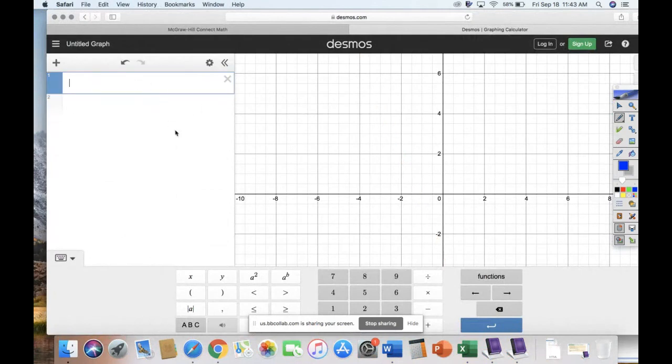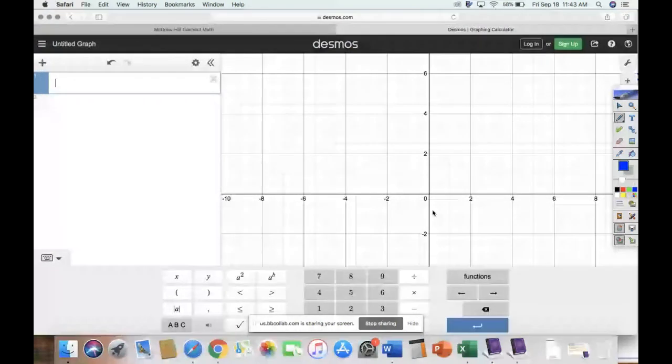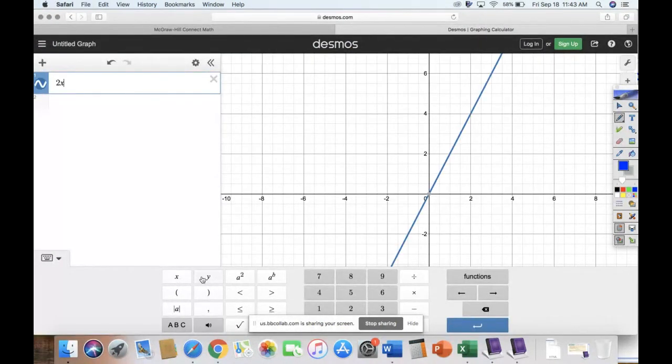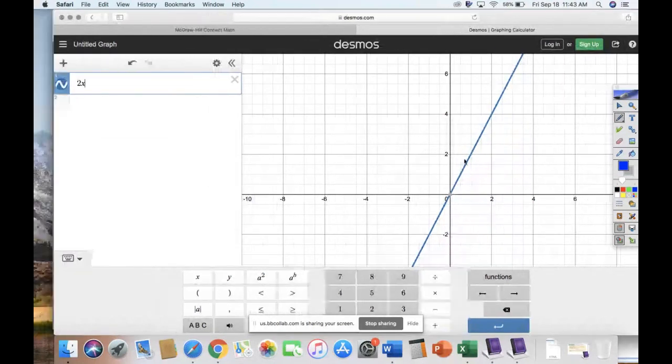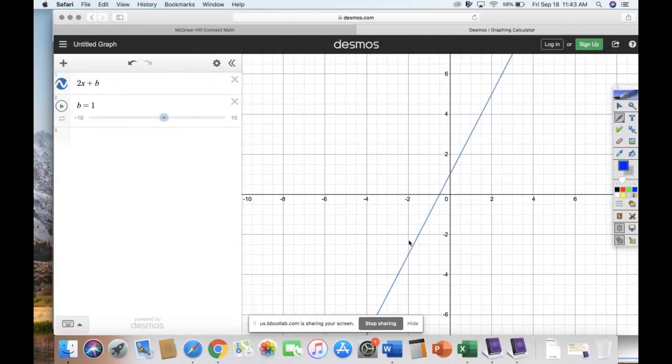Let's go ahead and graph what we have so far. y equals 2x. Let's use decimals here. And I'm going to put plus b: y equals 2x plus b. Because this is the slope of my line, I just need to figure out where to put it so that it goes through the point (-3, 1).